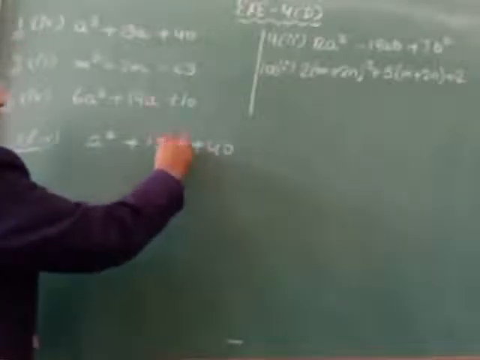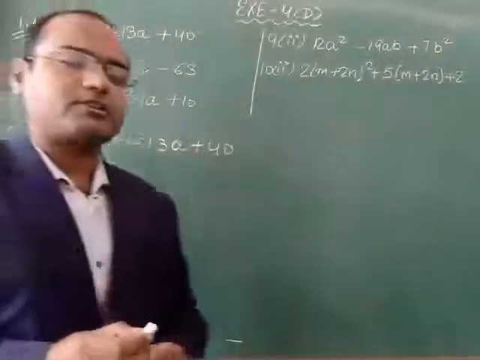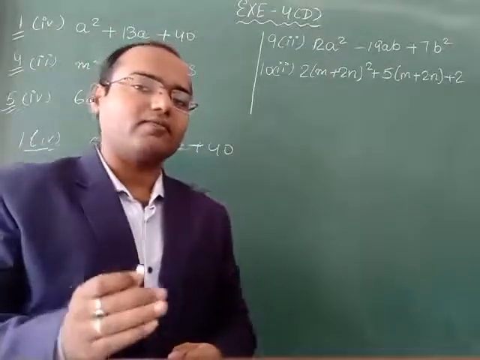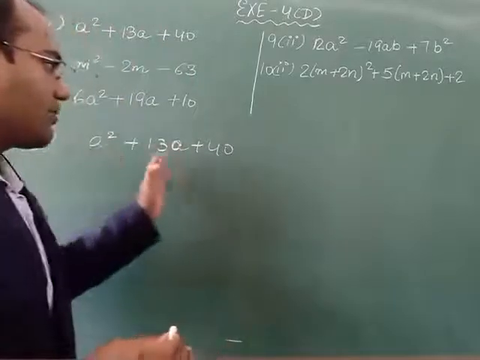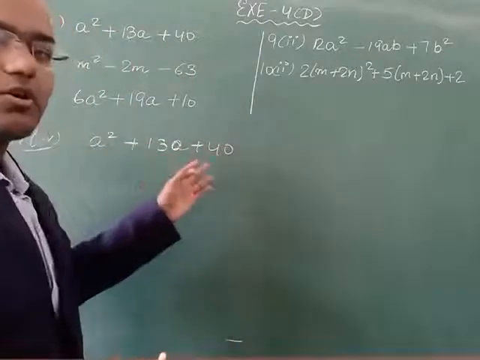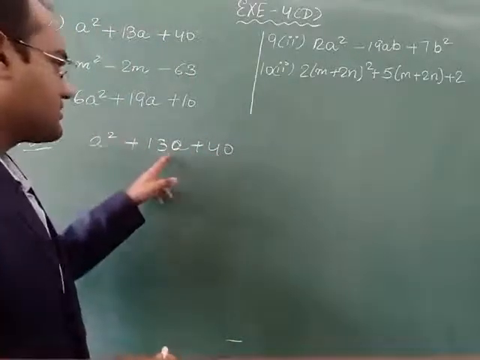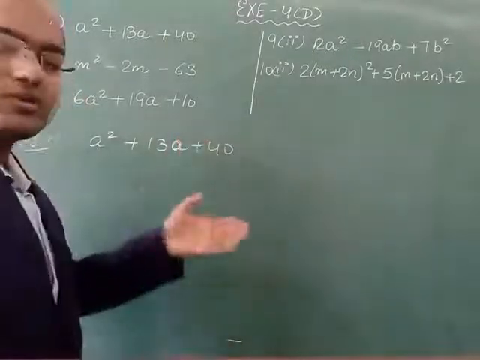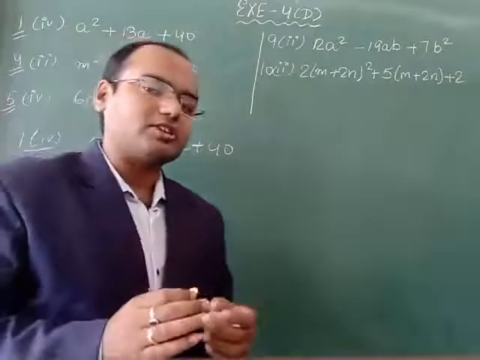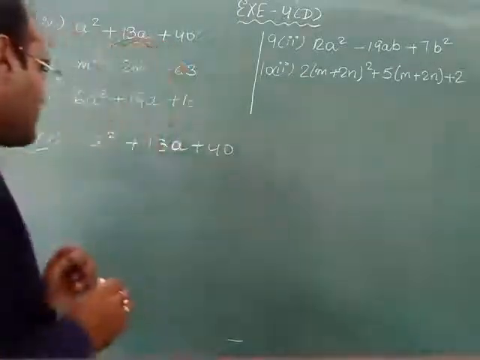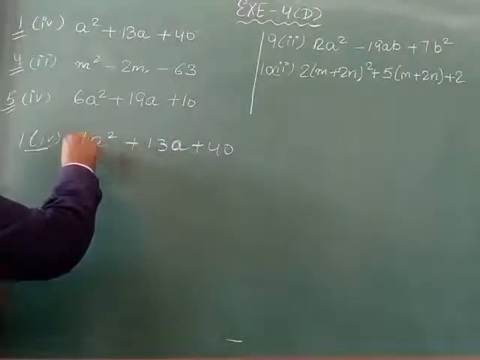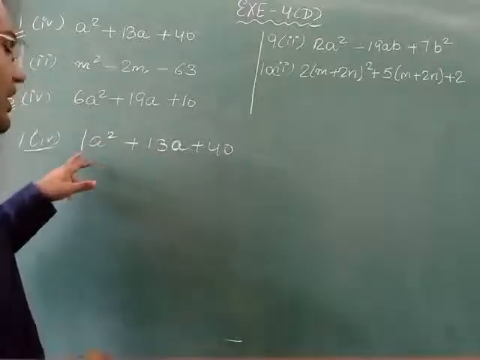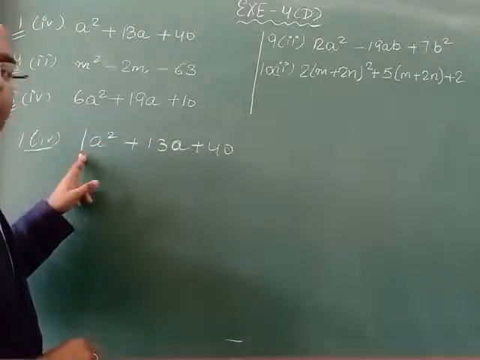First of all, as we did in the previous exercise, we will check whether anything is common in all these three terms or not. This is a square, this is 13a and this is 40. In all the three terms nothing is common. In such a case, what you have to do: here no number is written, so first of all we will write here 1.